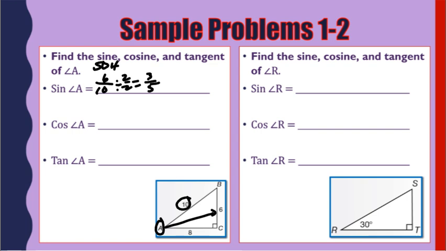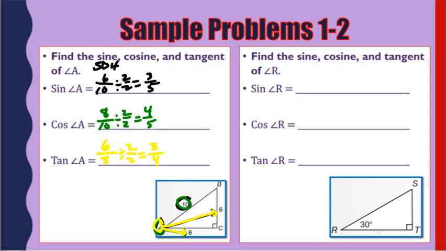Cosine. Cosine of A is adjacent, which is 8, over hypotenuse, which is 10. Again, simplify it, so divide by 2 halves, and that's 4/5. And then we have tangent of A. Tangent is opposite, so 6, over adjacent, which is 8. Reduce this by 2 halves, and we get 3/4. So those would be the ratios of sine, cosine, tangent of that triangle.